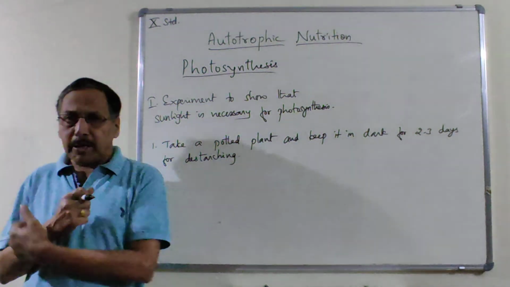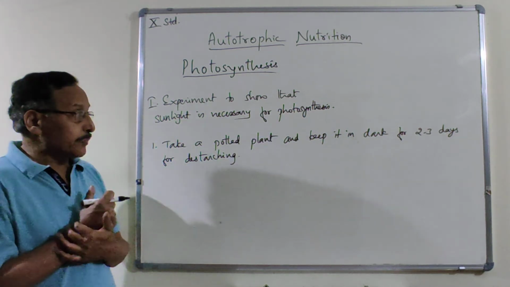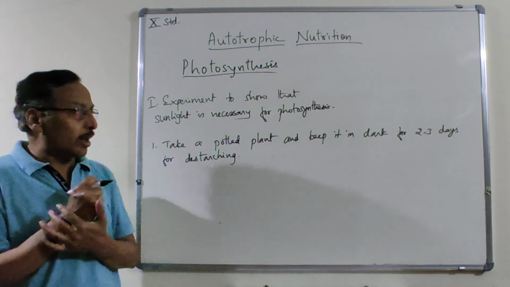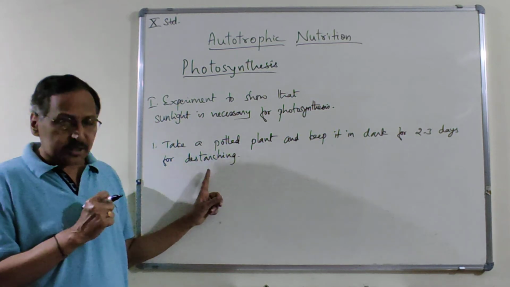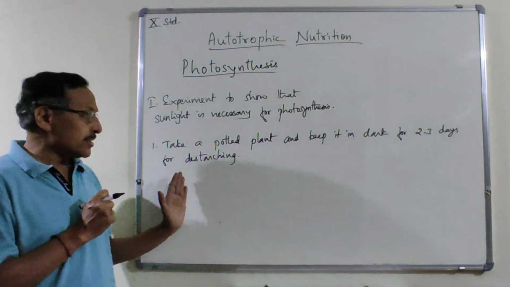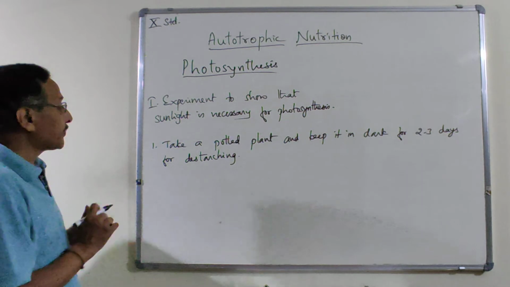The potted plants will have been open outside. They will have produced starch already. Now that starch will interfere with our experiment. So first thing what we have to do? We have to destarch. Destarching means removing starch from the leaves. First we have to destarch it.